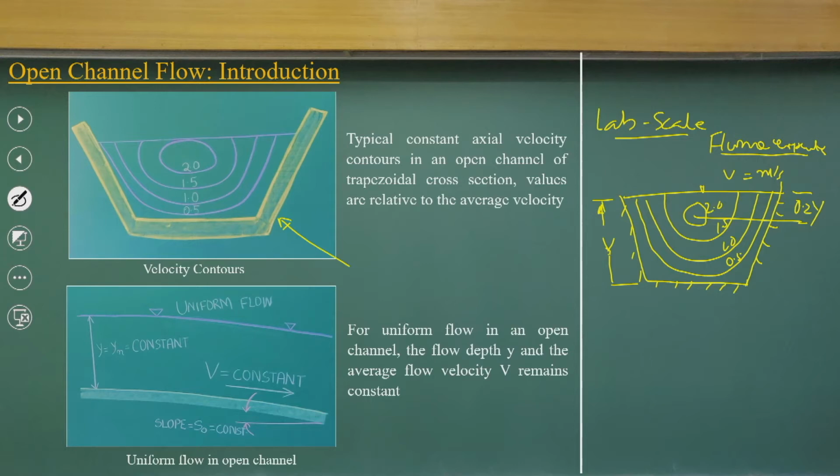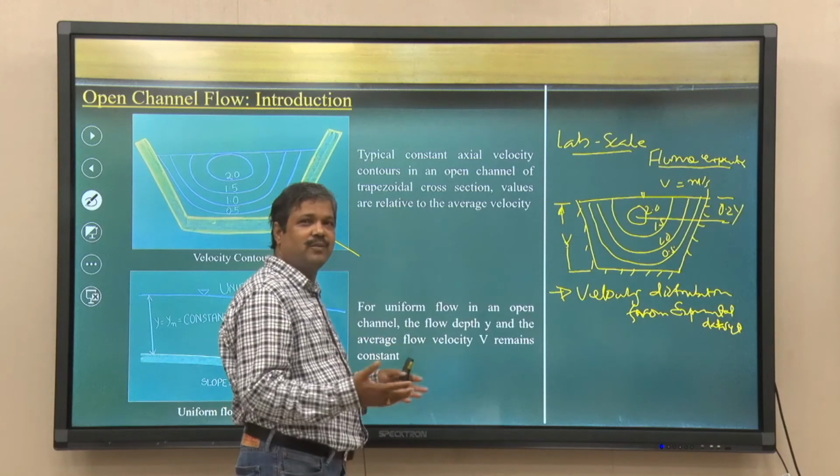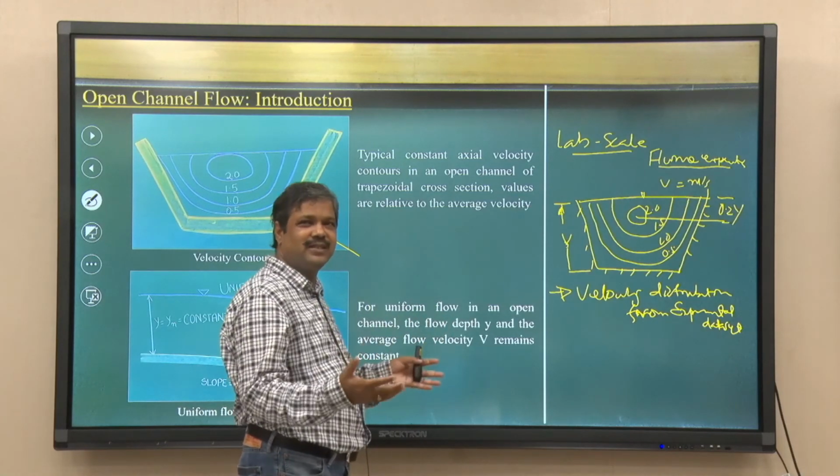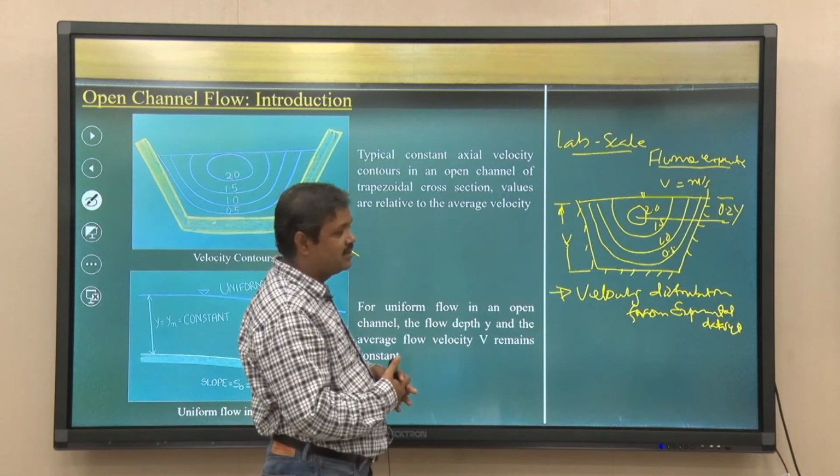That means we can easily get the velocity distributions from the experimental data set. This is not difficult. And since it is a turbulent flow, its velocity distribution will be a logarithmic velocity distribution, as we discussed in the boundary layer concept and all. So, velocity distributions also will follow the logarithmic velocity distributions.